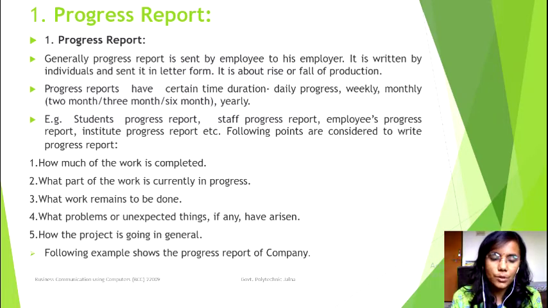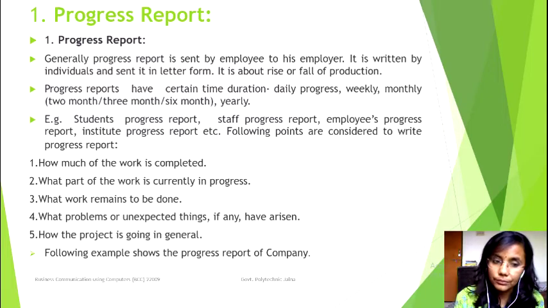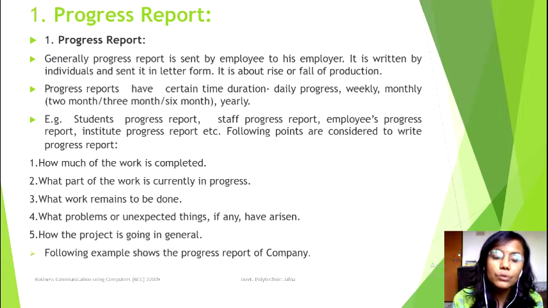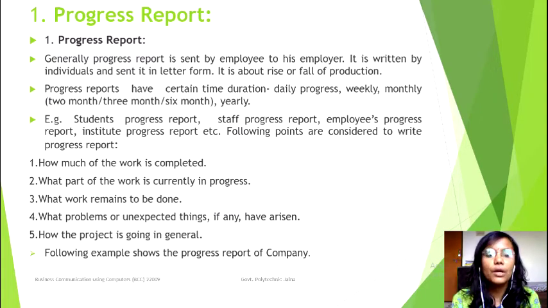When writing the progress report, these points you have to again consider. One is how much work is completed. Next, what part of a work is currently in progress. Then, what work remains to be done. Then, what problems or unexpected things, if any, have arisen. And then, how the project is going in general. Okay, so writing any progress report, you have to write with all these points. Means this point should be there.